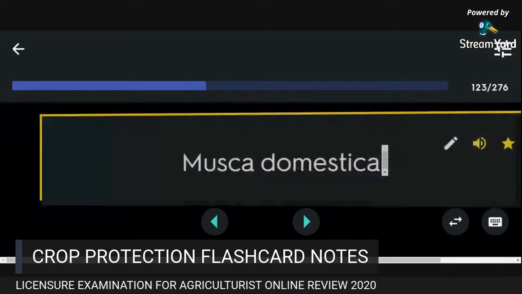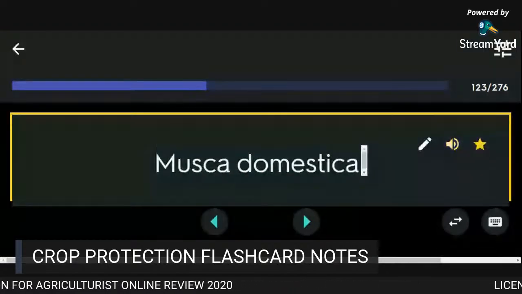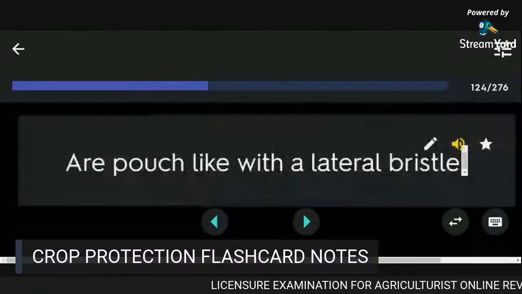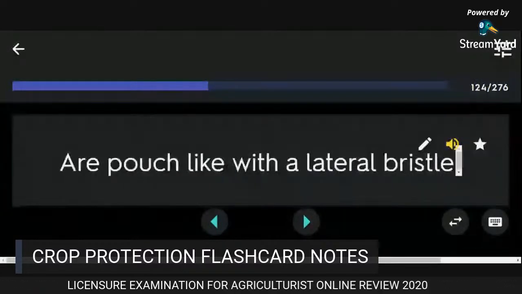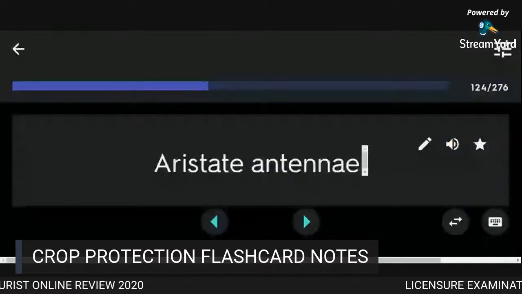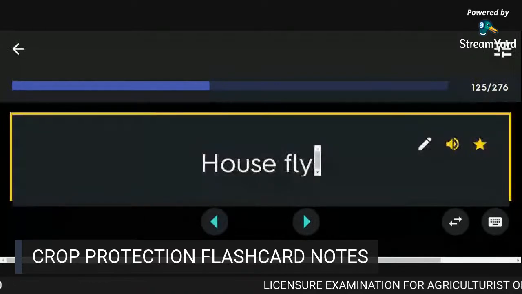Musca domestica. House fly. Are pouch-like with a lateral bristle. Aristate antennae. House fly. Order Diptera.